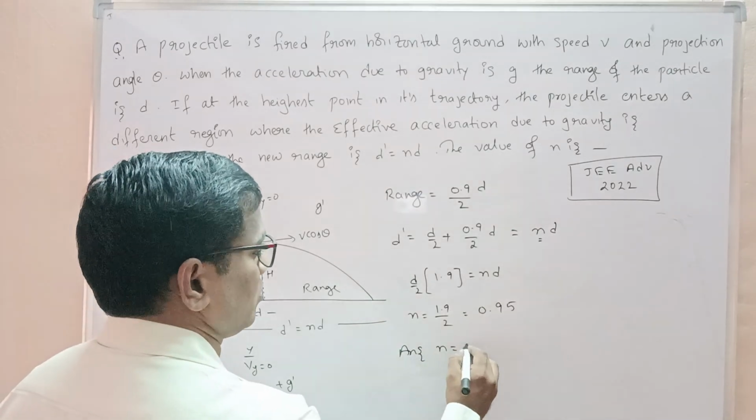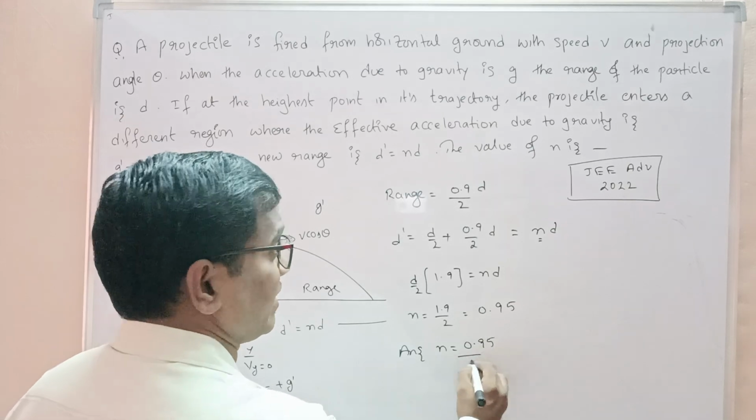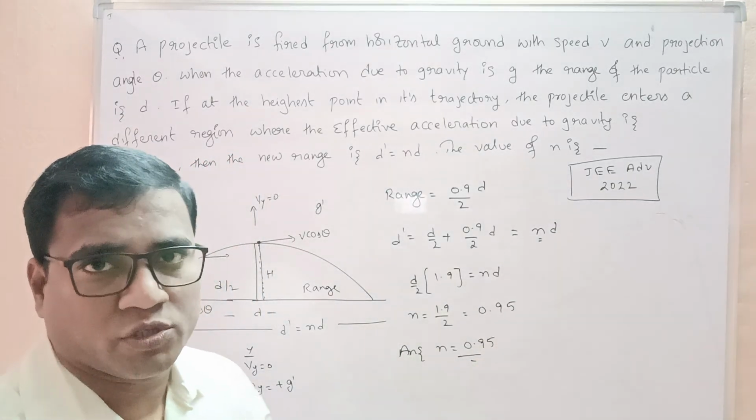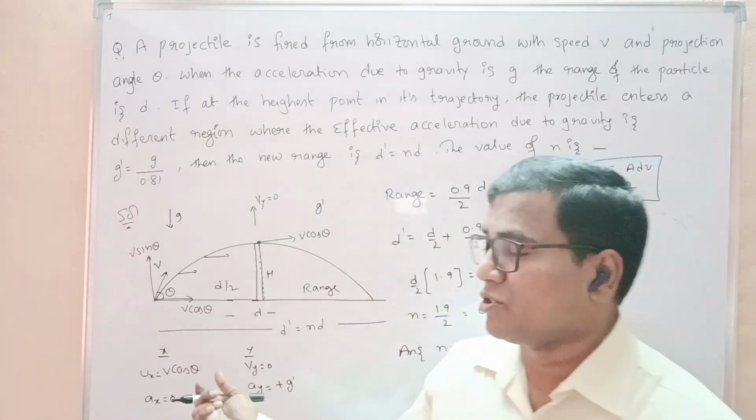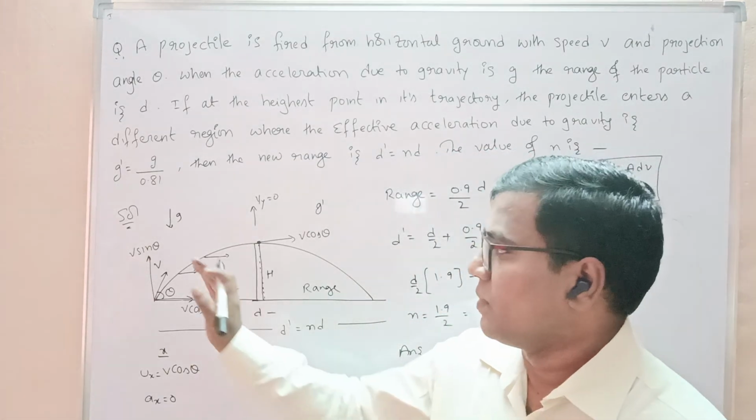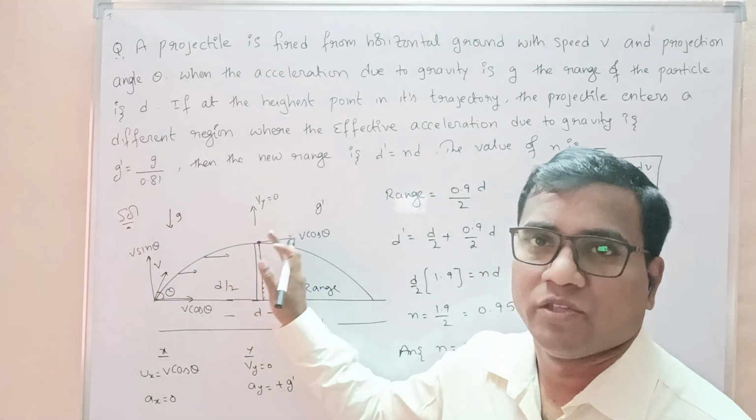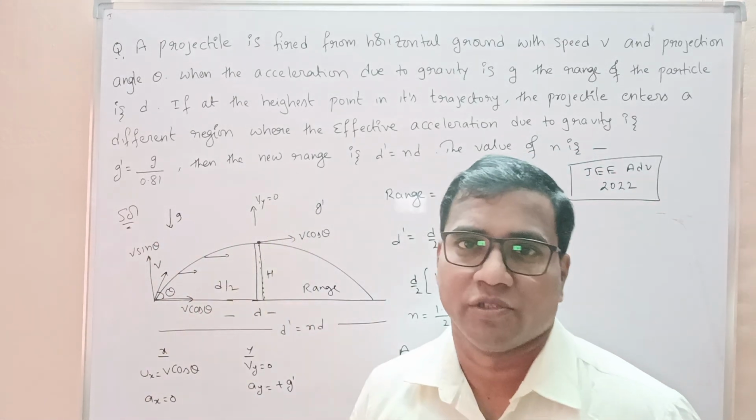So the answer is n is equal to 0.95. It is a JEE Advanced 2022 question, again based on the same concept of projectile motion, but here gravity is changed, so we can apply it like this. I hope you understood. Thank you.